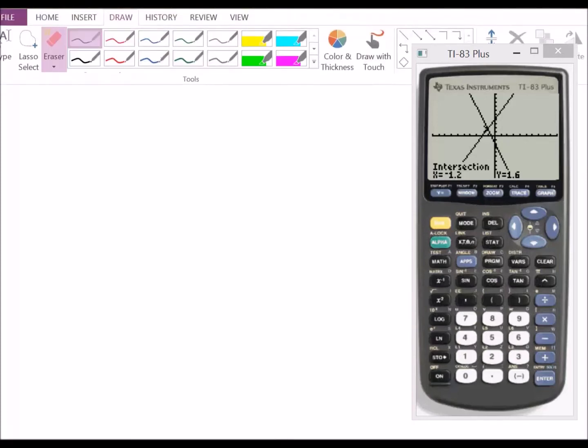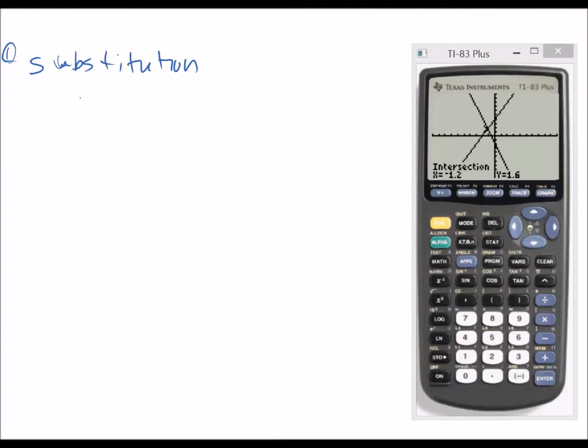Here's my pen. And pretend you have the equations 2x plus 5y equals negative 5, and x plus 3y equals 3. So in substitution, what you want to do is take one of these equations and solve it for a single variable, then take that and put it into the other equation. So let's just pick one of these equations. Let's say we got this one. Let's solve this for x.